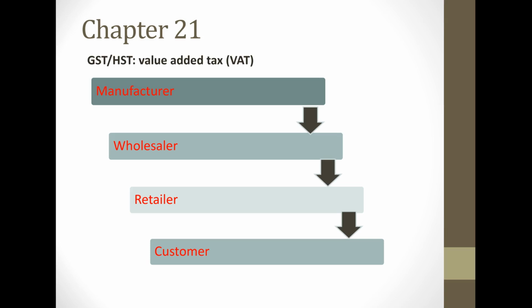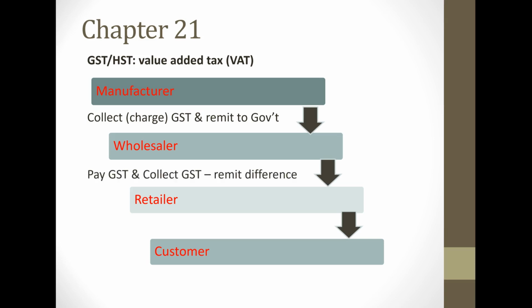GST/HST is known as a value-added tax. So if we look at this supply chain here, we start off with a manufacturer. They're going to manufacture an item and sell it to the wholesaler. So they're going to charge GST to the wholesaler, and the GST that they charge and collect, they're going to send that into the government. Now, the wholesaler would have paid that GST, and they will collect GST when they sell that item to the retail store. The difference they'll remit to the government.